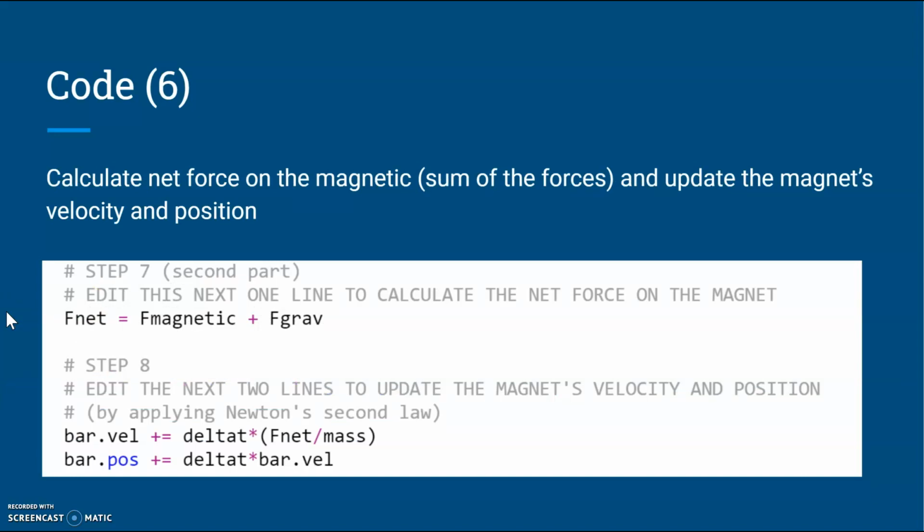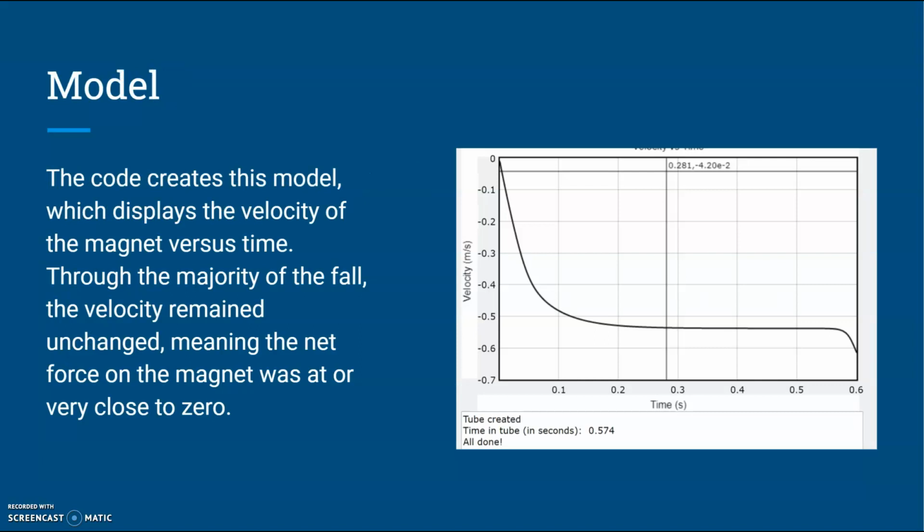And here we calculate the net force on the magnet, which is the sum of the forces, and update the magnet's velocity and position. Now the model that this code creates displays the velocity of the magnet versus time. Through the majority of the fall, as you can see, the velocity remained unchanged, meaning that the net force on the magnet was at or very close to zero. The magnetic force canceled out the gravitational force in some places.